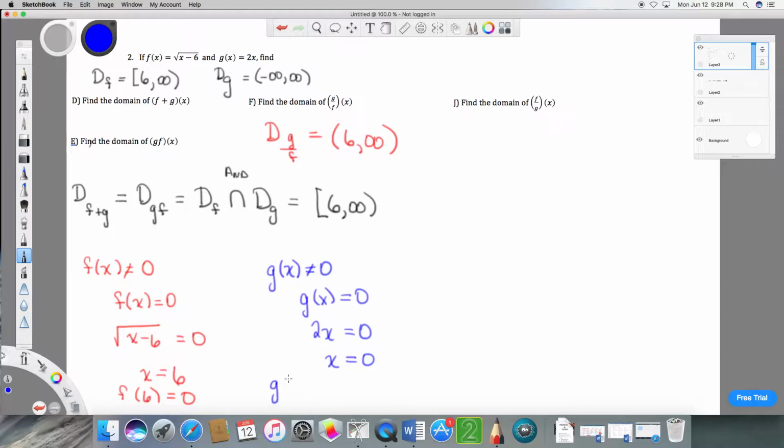So what we've just figured out is that g evaluated at 0 is equal to 0. We want to avoid that. We want to exclude 0 from the domain. We don't want x to be 0, but take a look at the intersection. Already it's excluded because 0 is smaller than 6. So our domain for f divided by g didn't have any additional restrictions, so it's the same answer as D and E.